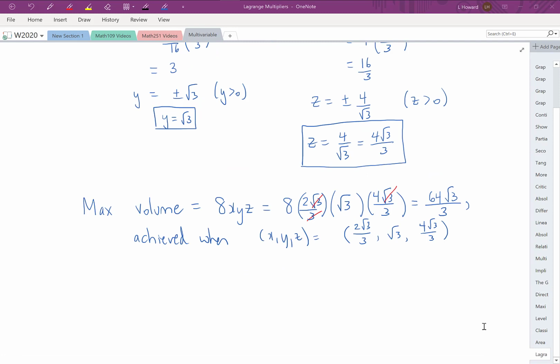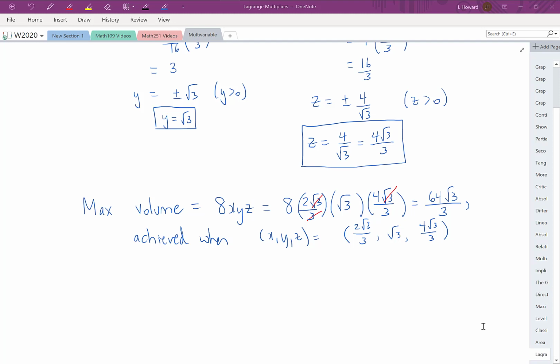So if we multiply all this out, the integers, 8 times 2 times 4 gives us 64. We've got a root 3 on there. Two of the root 3s on the top, let's say these two, are going to cancel with a 3 on the bottom. So 64 root 3 over 3 is our answer. We don't have units here, so we'll just leave our volume like that.